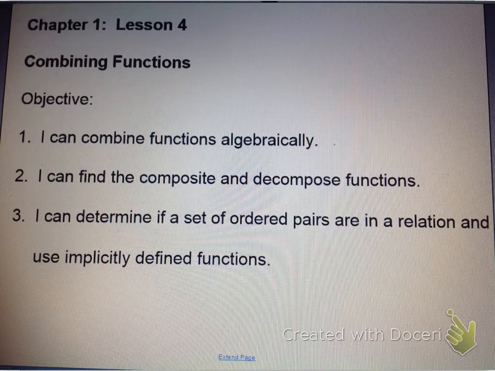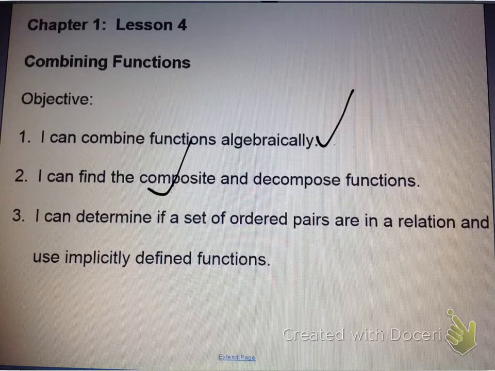Okay, ladies and gentlemen, we're going to begin lesson 4 in chapter 1 on combining functions. We have 3 objectives, but we're going to focus primarily in this video on just the first 2. So hopefully by the end you can combine functions algebraically, you can find the composite of 2 functions, and you can also decompose functions.